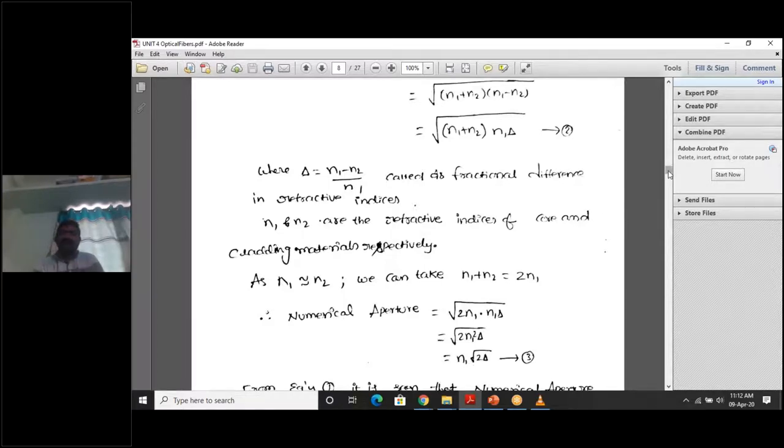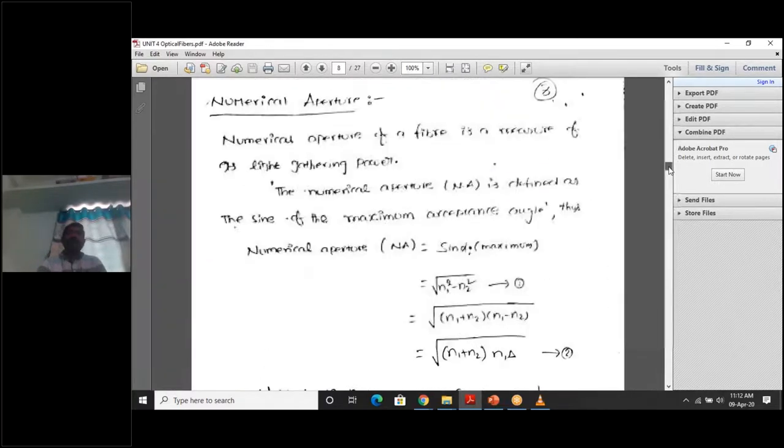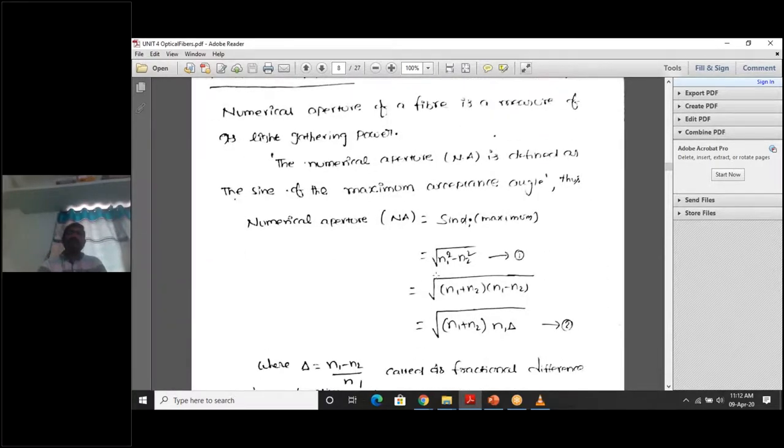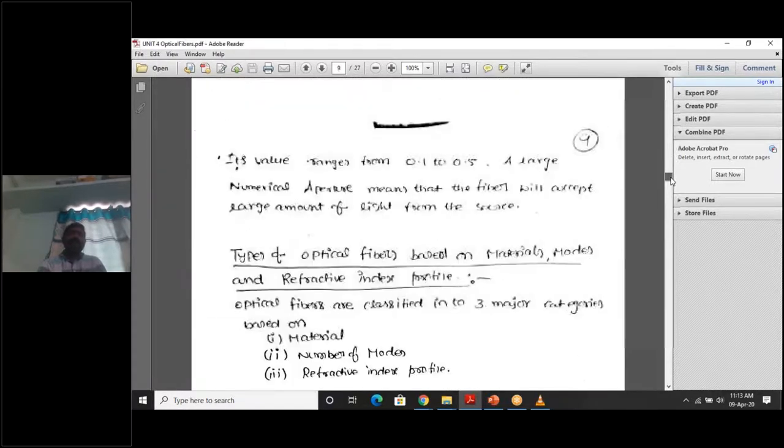This is the expression for numerical aperture. Numerical aperture has two formulas. The first formula is numerical aperture is equal to square root of n1 square minus n2 square. What is the second formula? Numerical aperture is equal to n1 into root 2 delta. This is the second formula for numerical aperture.